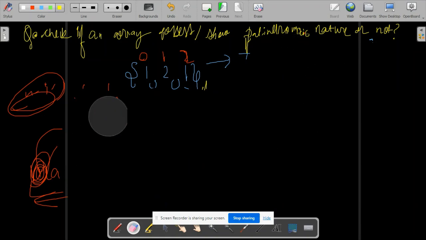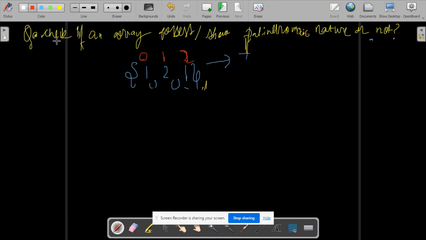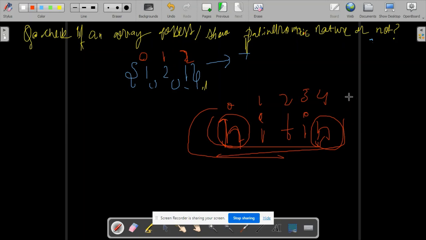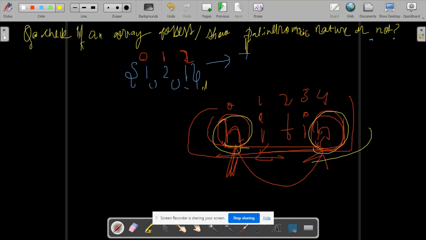Let me emphasize it once more. Suppose this is Nitin, with 0, first, second, third, fourth index. In order to pronounce it the same from back, you have to check if this is equal to this. Because when you read from the start, you read n. If you want this to be a palindrome, then this n should be at the last also. These two values should match. That's how you can pronounce it the same from back.